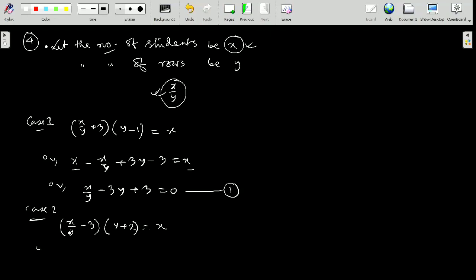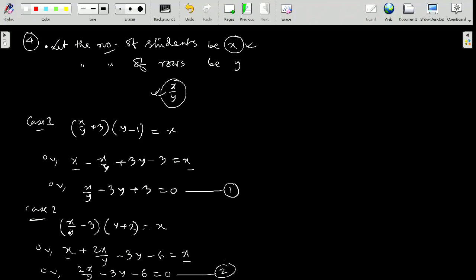So multiply. After multiplication, you will have x, and plus twice x divided by y minus 3y minus 3 into 2, that is minus 6, is equal to x. From both sides you cancel x. So getting here 2x by y minus 3y minus 6 is equal to 0. This is equation number 2. Okay, now we shall find out the values of x and y from these two equations.